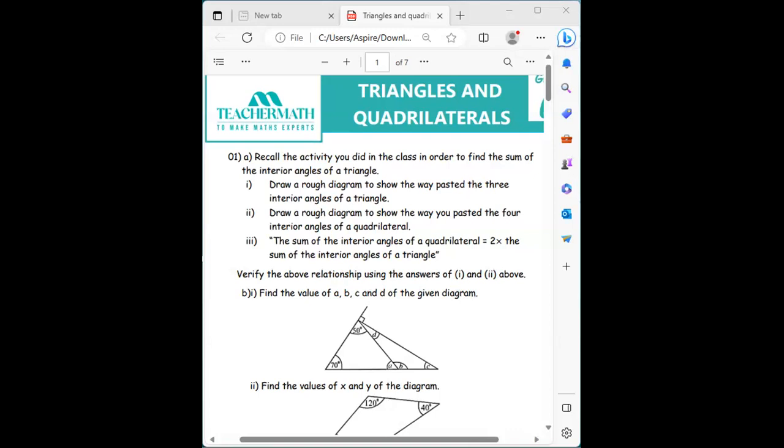Here this is angle A, this is angle B, this is angle C. Then if we take these together, we can keep them.